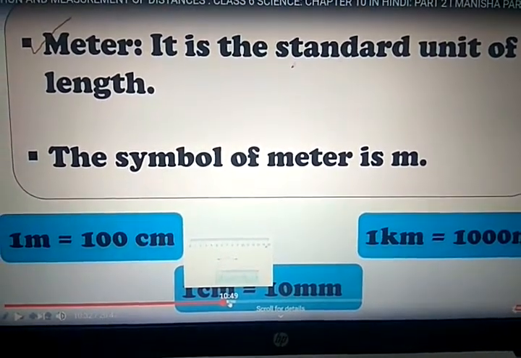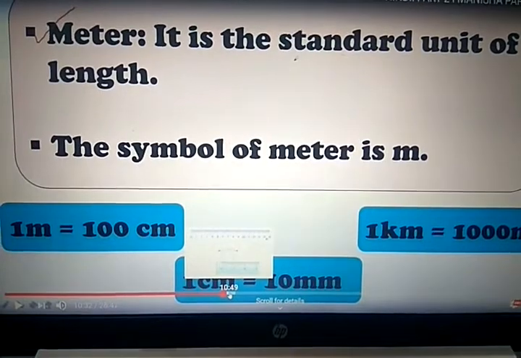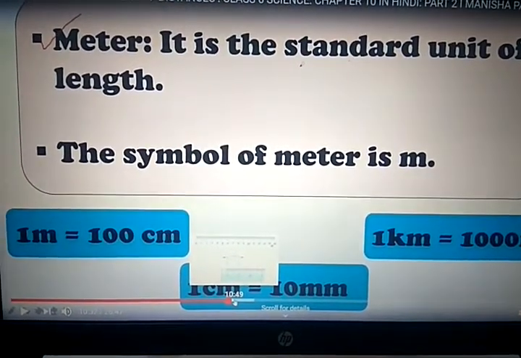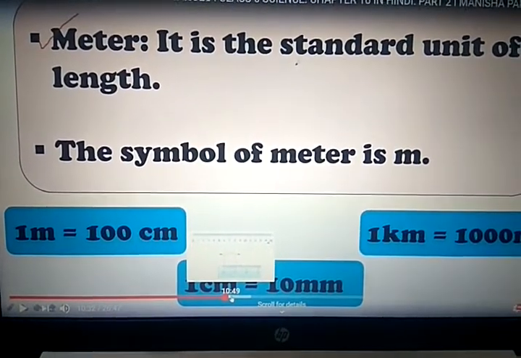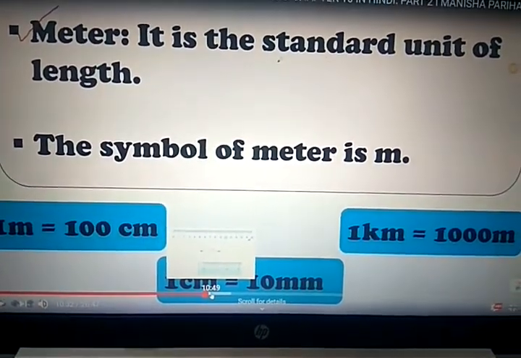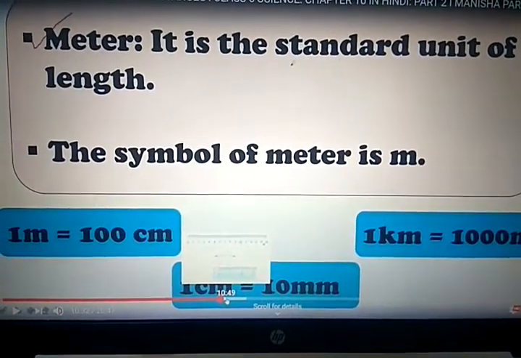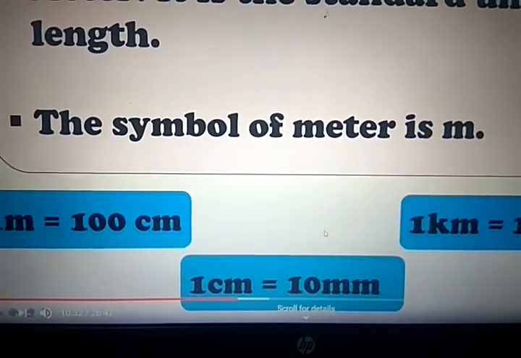So students, meter is the standard unit of length. The symbol of meter is small m. 1 meter is equal to 100 centimeters. Within 1 meter, 100 centimeters are covered. 1 kilometer is equal to how many meters? That is 1000 meters. And 1 centimeter is equal to 10 millimeters.